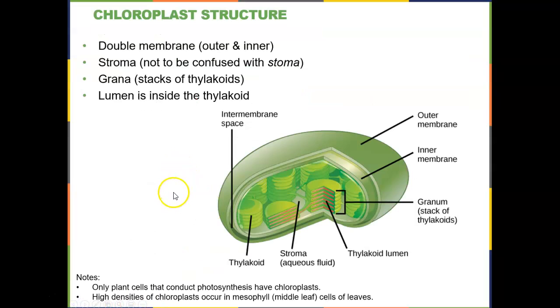So let's go back and take a look at the photosynthetic machinery. If we look inside of a leaf cell, you'll see many chloroplasts. Here's one chloroplast. It has a double membrane, and then inside the liquidy part is called the stroma. Don't get that confused with stoma, which are the pores. There are stacked sections, and these stacks are made of thylakoids. And there is a lumen inside the thylakoid. So there's a space inside each thylakoid, and a stack of them is called a grana.